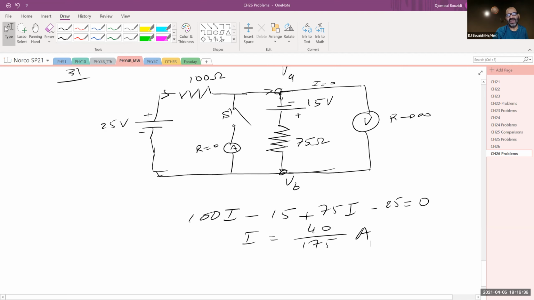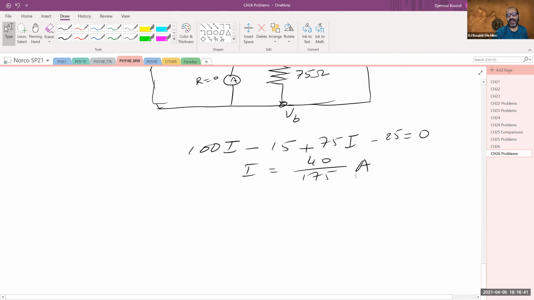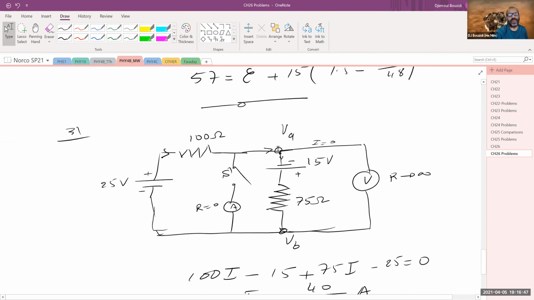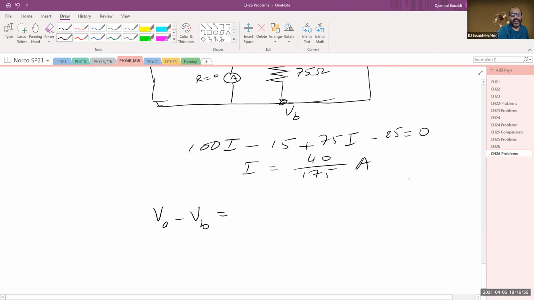So you need to find this voltage drop between A and B. You have two ways of doing it, and both of them should give you the same answer. So VA minus VB is either straight down this way, which is negative 15, plus 75 times I. Negative 15 plus 75 times I, which is 40 over 175. So this should give me an answer now, okay?